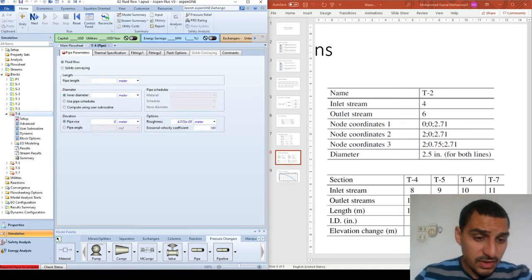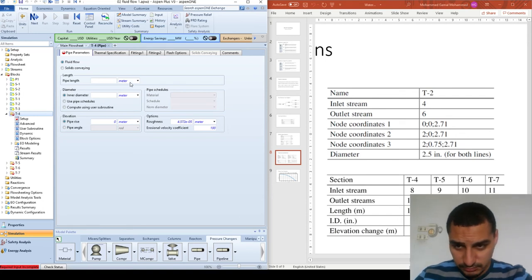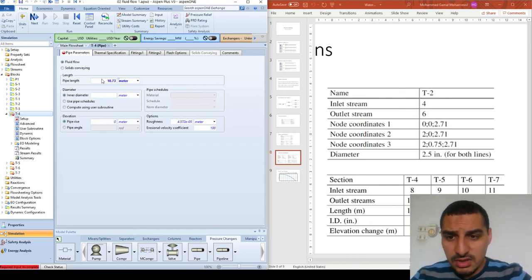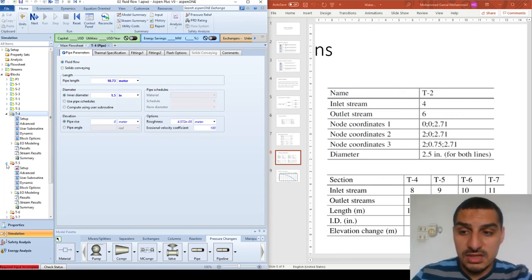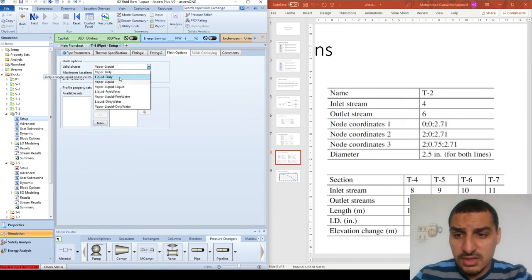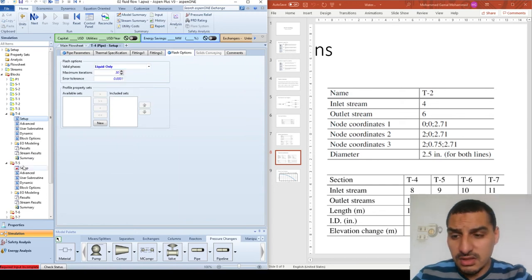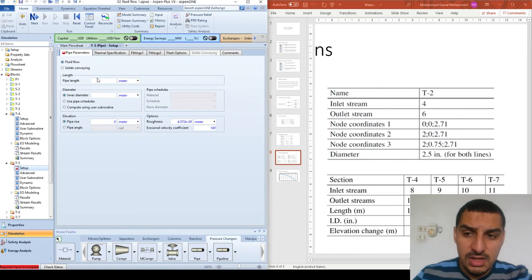And here we need to define only the length, the inside diameter, and the elevation change. So for T4, the length is 10.73 meters, the inner diameter is 1.5 inch, and again, make sure that you change the units because it's a very, very common mistake. If you keep it as meter, it's gonna give totally different results than what you should expect. One other thing that I forgot to do is to make sure that it is liquid only to prevent the warning that comes at the end of the run.